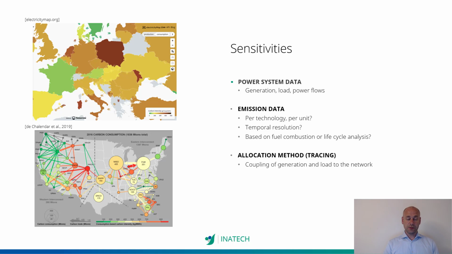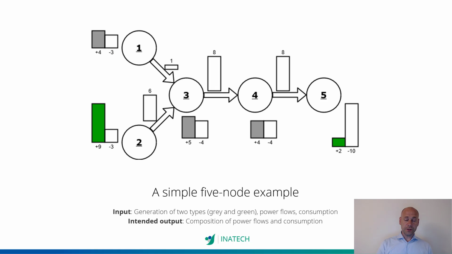account. So besides the sensitivities based on the emissions and the power system data, there's also a sensitivity to how you do the tracing, so to the allocation method. And this is what we are here tracing, that is a way how you couple the generation and load to the network. In order to understand that, we show you a very simple example.